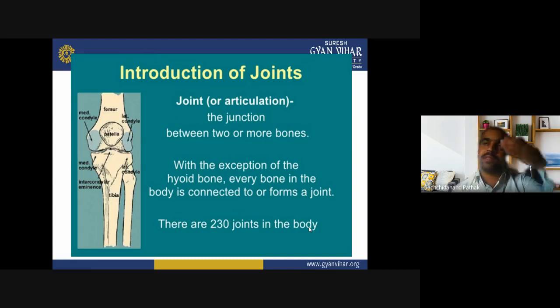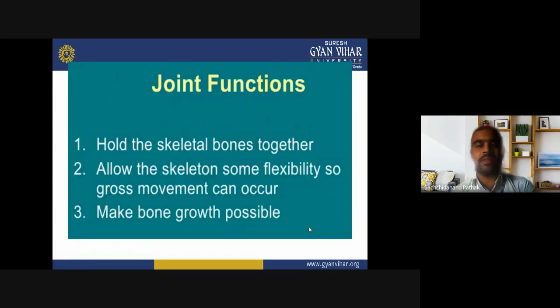You can see this in the skeleton system, where in the last class I taught you about the different bones present in the body, including the 29 bones of the skull, in which one bone is the hyoid bone. The hyoid bone is the exception, as it is not connected with any other bone. Otherwise, every bone in the body is connected by some type of joint. There are 230 joints present in the body, more than 200.